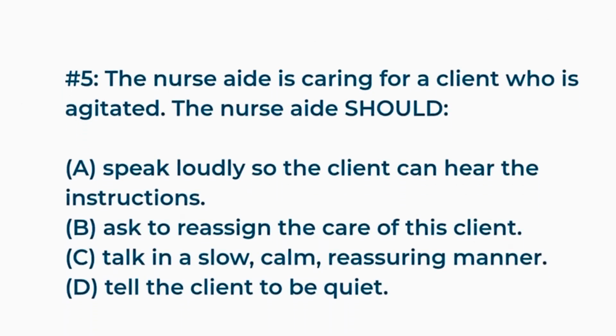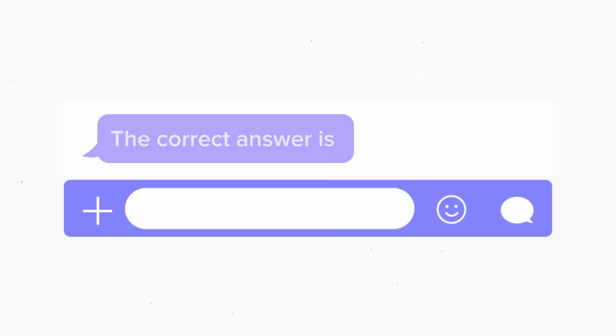Number 5. The nurse aide is caring for a client who is agitated. The nurse aide should A. Speak loudly so the client can hear the instructions. B. Ask to reassign the care of this client. C. Talk in a slow, calm, reassuring manner. D. Tell the client to be quiet. The correct answer is C. Talk in a slow, calm, reassuring manner.